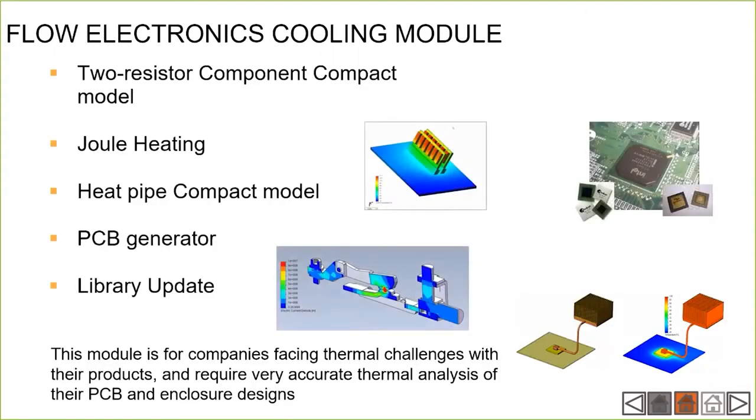The two modules I mentioned, there's the flow electronics cooling module for the electronics industry. This has additional capabilities, including a two-resistor component model, joule heating, a heat pipe model, PCB generator, and an expanded library. Again, you need to have flow to be able to get the electronics cooling module.